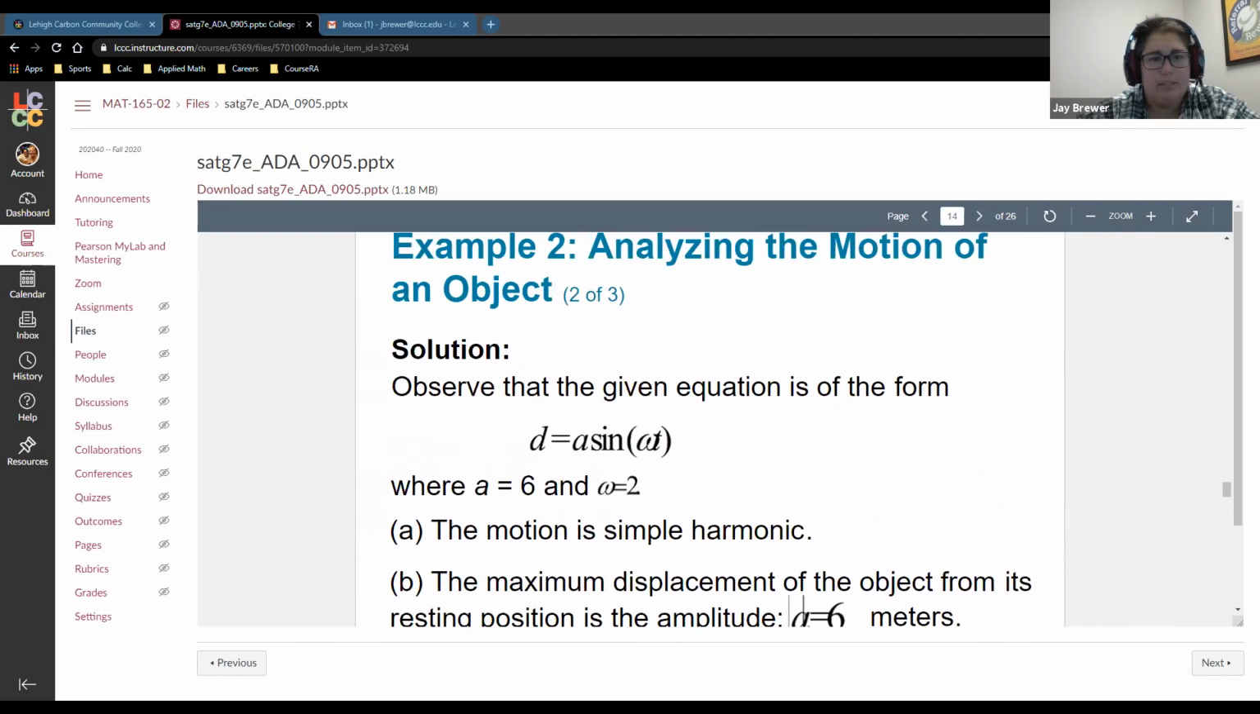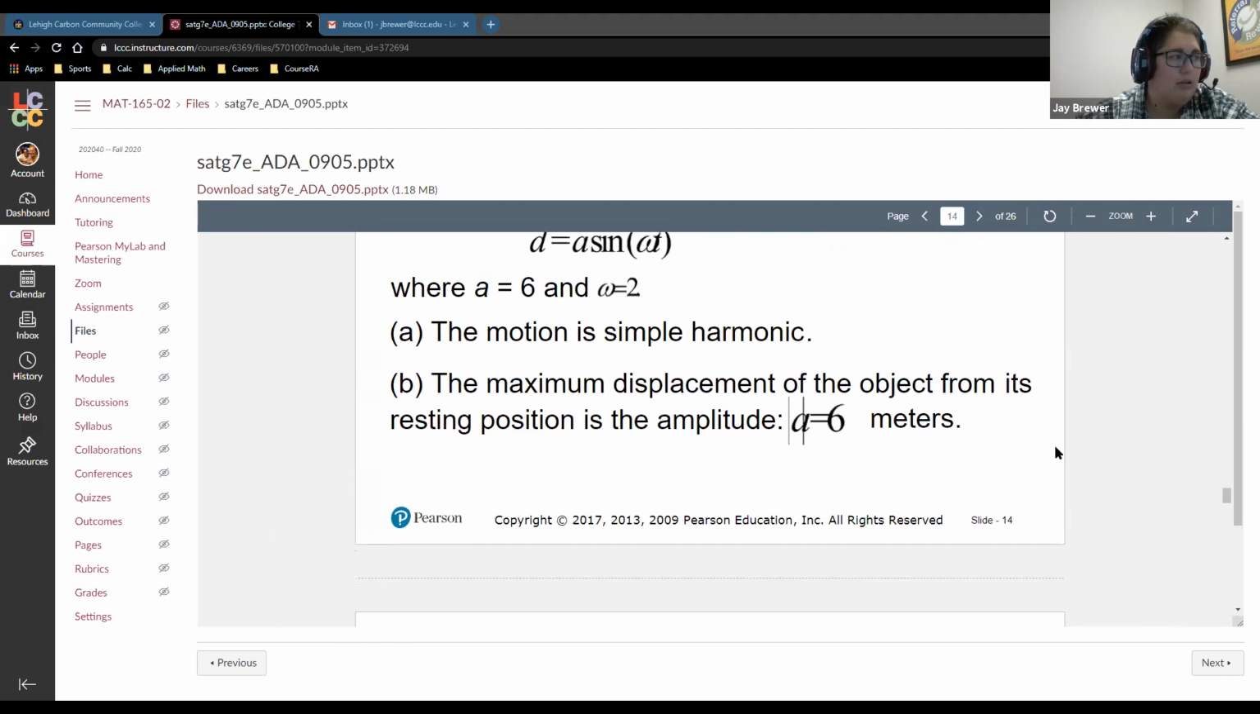Okay, so suppose that the displacement d in meters of an object at time t in seconds satisfies the following equation. d equals 6 sine of 2t. Describe the motion of the object. What is the maximum displacement from its rest position? And what is the time required for one oscillation, as well as what is the frequency?